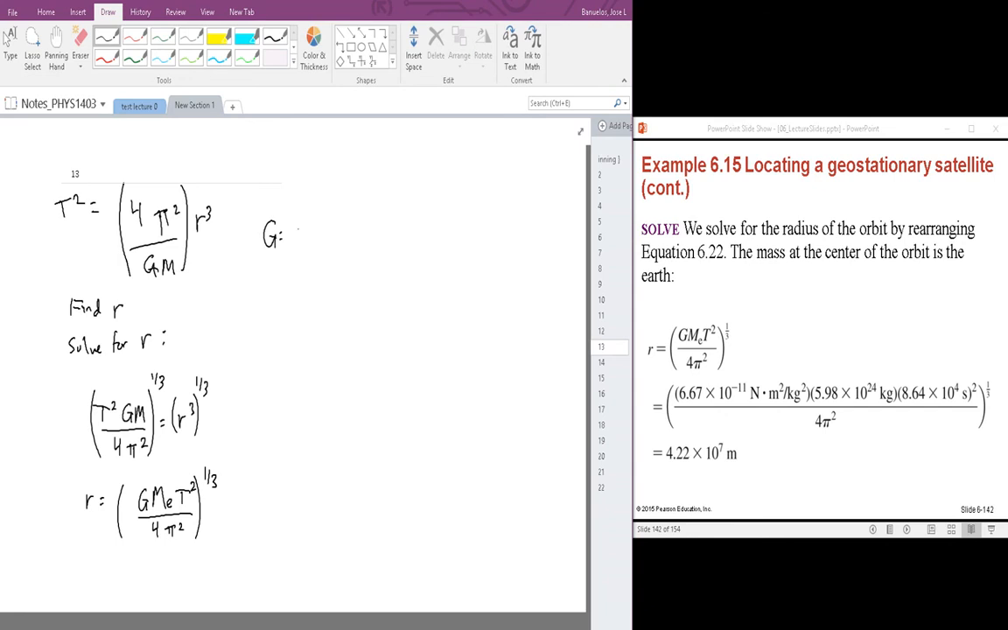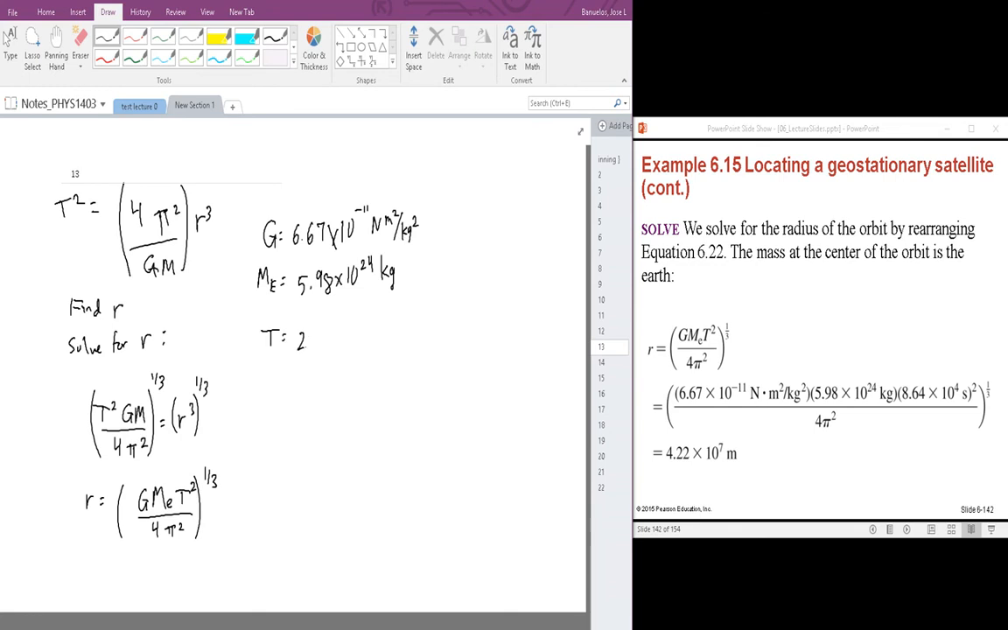Okay, so there are things we already know. We know the constant G is 6.67 times 10 to the negative 11 Newton meters squared per kilogram squared. You can look up the mass of the Earth in your book or online, and that's going to be 5.98 times 10 to the 24 kilograms.